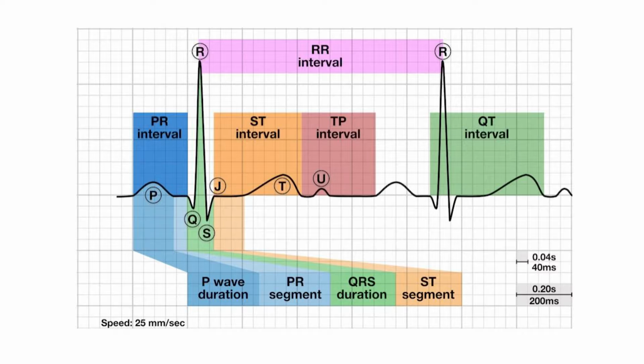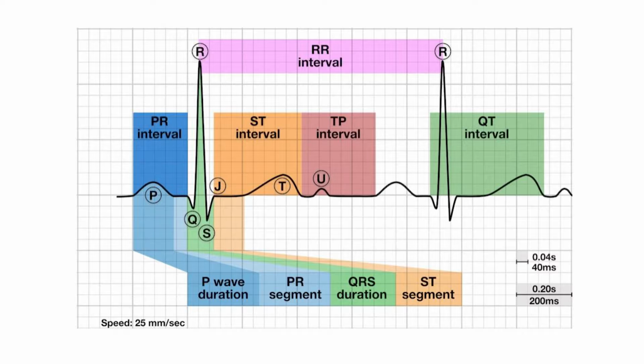I know everybody knows this, but your PR interval, going from the start of the P wave to the start of the R wave, and then your QRS going from the start of the Q wave through the S wave, your ST segment, through the S wave to the end of the T wave.